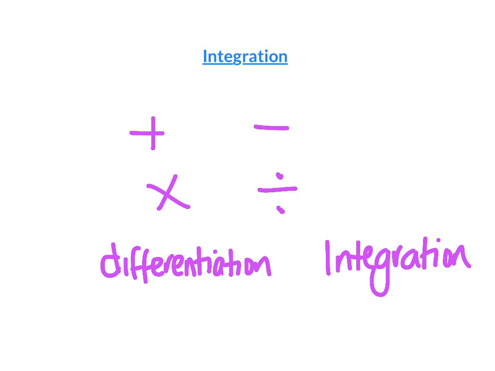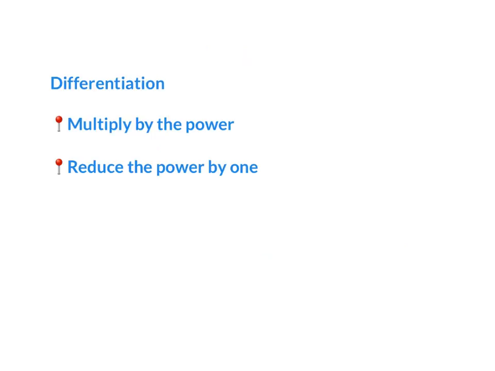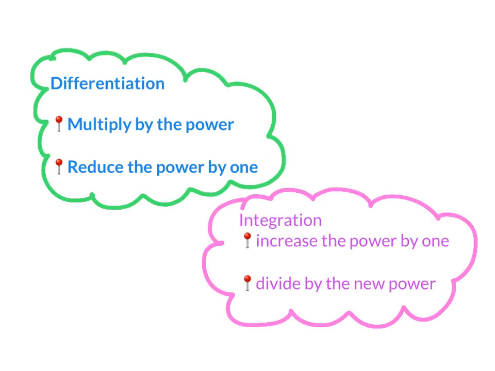When we looked at the basic rules for differentiation, we multiplied by the power and reduced the power by 1. In integration, we're going to undo those steps. So when we integrate, we have to undo. The first thing we're going to do is increase the power by 1, and then we're going to divide by the new power. So the main focus for today's lesson is going to be those basic rules. We need to increase the power by 1 and divide by the new power.